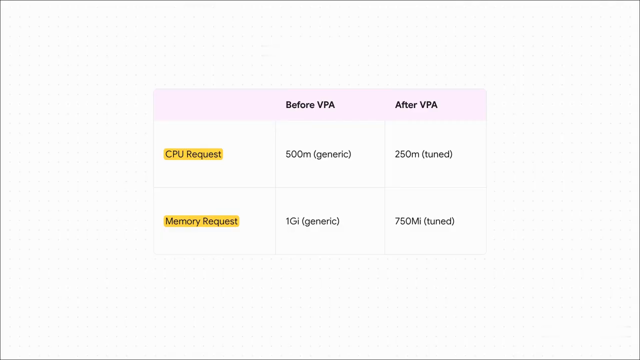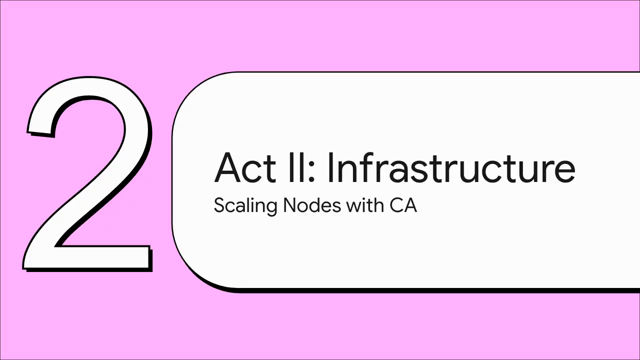And check this out. This slide shows you the impact perfectly. You might start with a generic guess, right? Maybe half a CPU, a gig of memory. But after watching for a while, VPA comes back with the tuned reality. It actually only needs a quarter of a CPU and 750 megs. This right-sizing isn't just about saving money, which is great. It's also about stability, making sure every pod has exactly what it needs. No more, no less. So our application pods, our musicians, are now scaling beautifully.